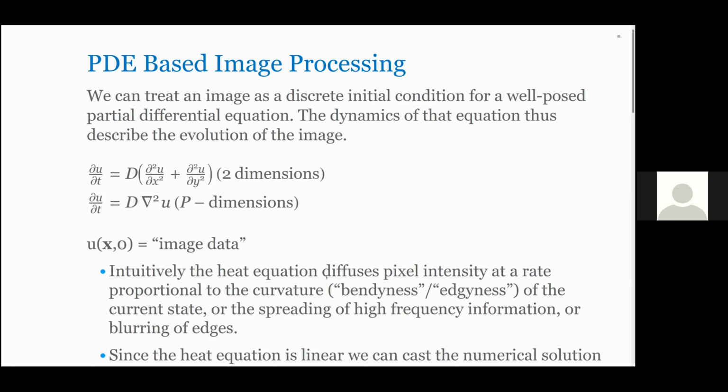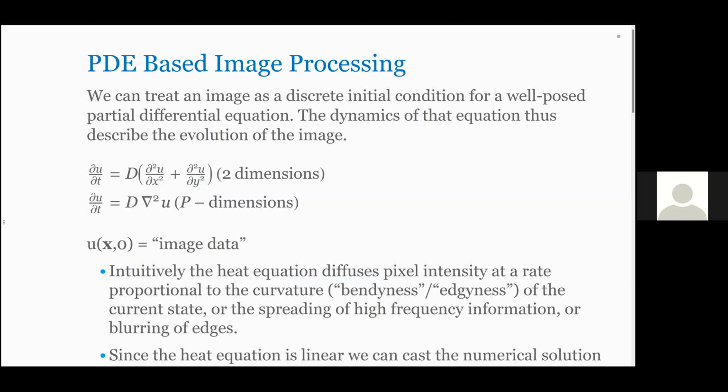So we can treat an image as a discrete initial condition for a well-posed PDE. What I mean by this is, we know for a PDE we require a few things. We require initial data or initial condition, and when we discretize that PDE, we can also discretize the initial condition. So why not treat our initial condition as image data and impose upon it the evolution of that image following the dynamics of a PDE.